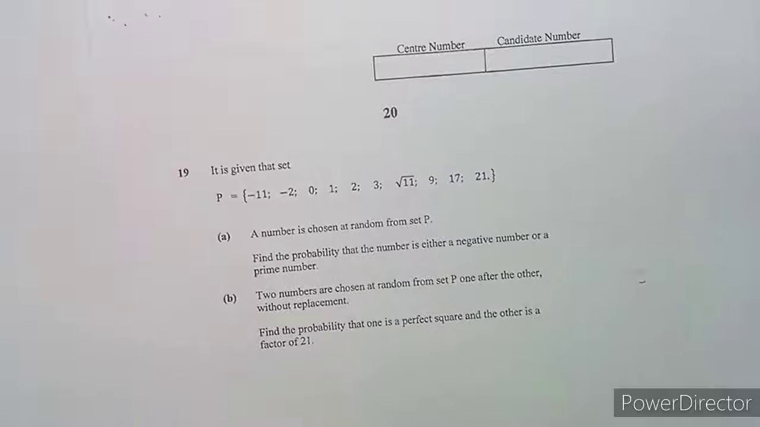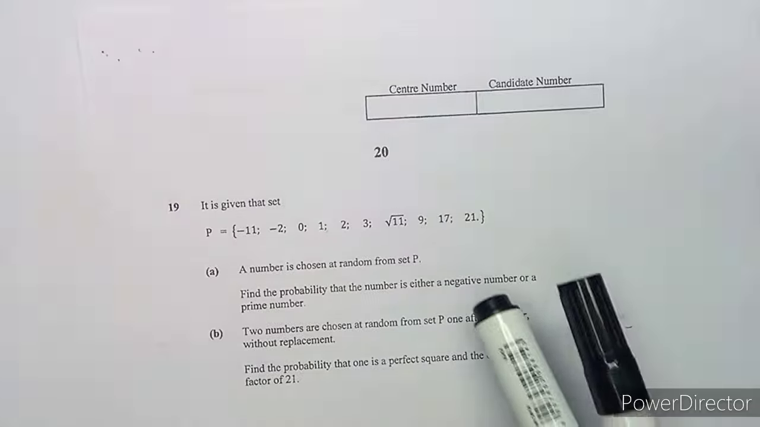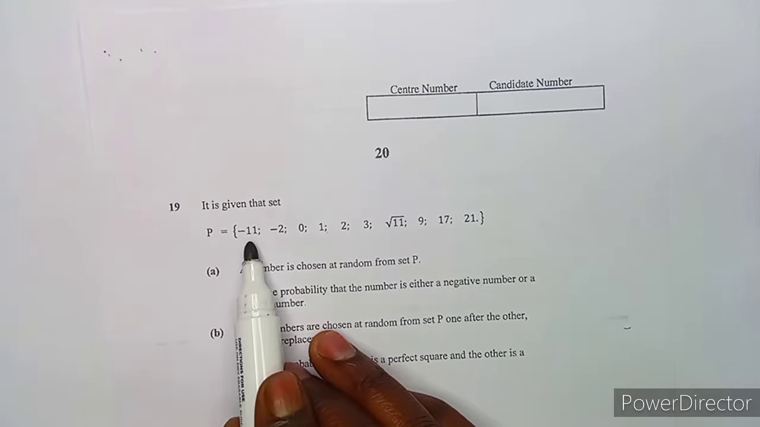Okay, anyways, on question number 9, we are given numbers which are chosen at random. Find the probability that the number is either a negative or a prime number. So remember, when you are given either or, you add. So you are going to add negative to prime numbers. Prime numbers, remember, are the ones which are exactly divisible by 1 and itself. And we've got negative numbers, so we are going to take this as a negative number.